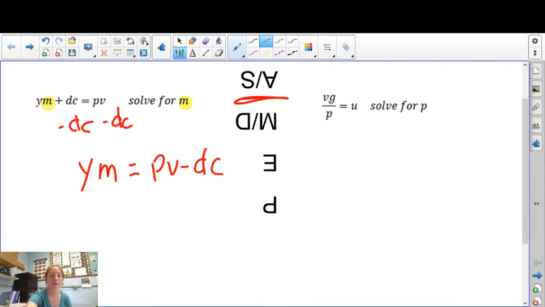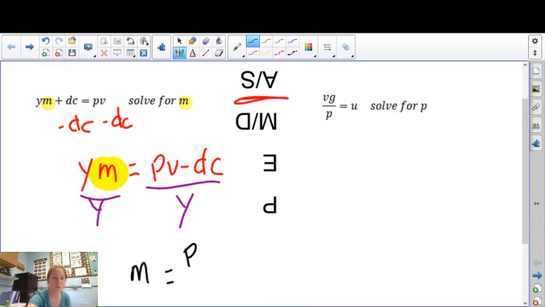Then I'm going to go back and highlight to say, okay, here's what I'm looking for. This is the guy that I'm after. How do I get him on that side by himself? Well, right now he's being multiplied with my y. So to undo multiplication, I'm going to divide. And what I do to one side, I of course do to everything else. So m all by himself is equal to pv minus dc divided by y.